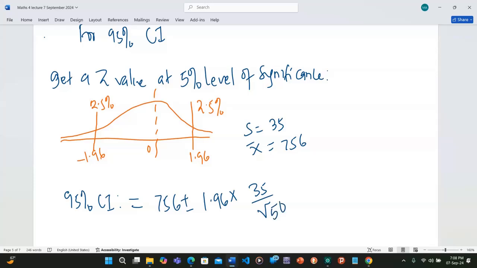So we calculate that. That is 756. Okay, let's first calculate that. 1.96 times 35, we divide it by the square root of 50. So this is going to be 756 plus or minus 9.70.